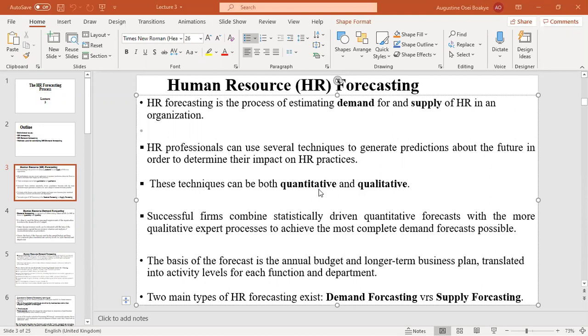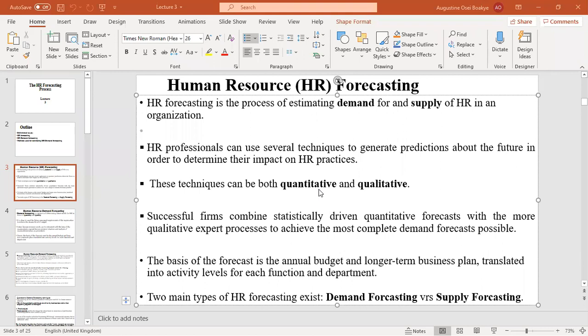Now, let's continue. Successful firms combine statistically driven quantitative forecasts with their more qualitative expert processes to achieve the most complete demand forecast. In some circumstances, to make up for the deficits of the quantitative and the deficits of the qualitative, they employ a combination of the two. But in the current dispensation of HR practices, there are a lot of sophisticated software packages that have been developed, which you can easily use to do the quantitative. In the same vein, depending on the amount of experience that the managers running a department have, they can equally rely on their expertise and previous historical records in order to make the HR forecast. So they are all equally accepted.